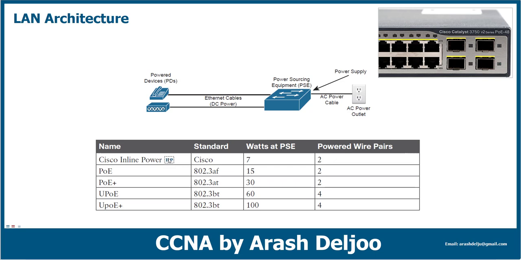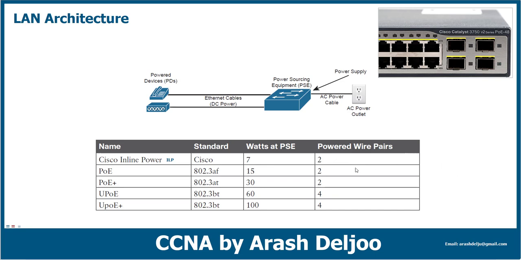In the Cisco ILP version, we are using the Cisco standard. This is Cisco proprietary, and a maximum of 7 watts can be given to one device. We provide this power over 2 wire pairs. In most cases, in an Ethernet cable, we use pins 1, 2, 3, and 6 for data in the old days, and with pins 4, 5, 7, and 8, we can apply the power to the devices. So with 2 pairs, meaning 4 wires, we can apply the power.